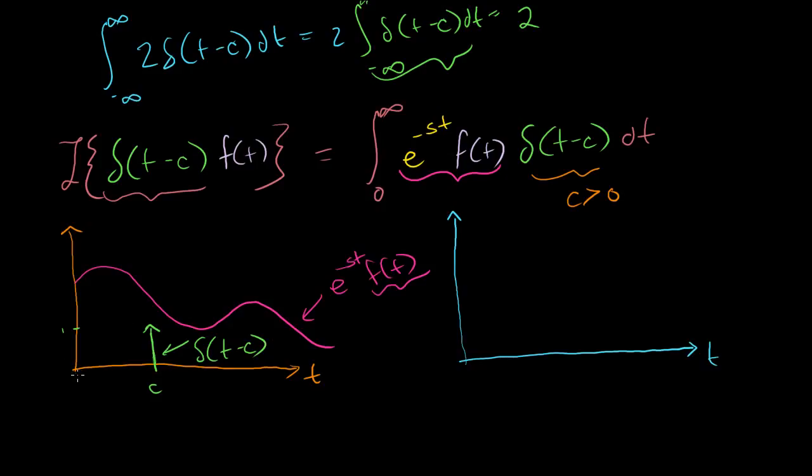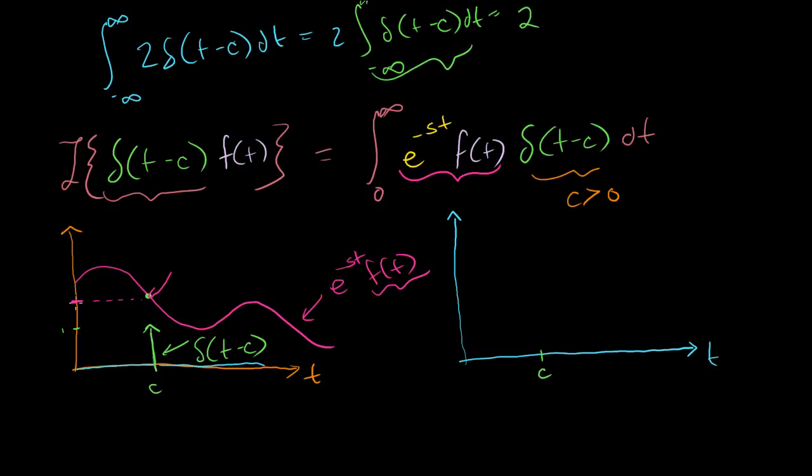Everywhere when t equals anything other than c, the Dirac delta function is 0, right? So it's 0 times anything. I don't care what this function is doing, it's going to be 0. So it's going to be 0 everywhere, except something interesting happens at t equal to c. At t equals c, what's the value of the function? It's going to be the Dirac delta function times whatever height this is. This is going to be this function evaluated at c.